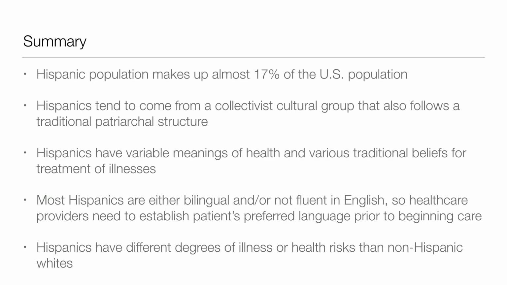Okay, so in summary, the Hispanic population makes up almost 17% of the U.S. population. Hispanics tend to come from a collectivist cultural group that also follows a traditional patriarchal structure. Hispanics have variable meanings of health and various traditional beliefs for treatment of illnesses. Most Hispanics are either bilingual and/or fluent in English, so healthcare providers need to establish patients' preferred language prior to beginning their care. And finally, Hispanics have different degrees of illness or health risks than non-Hispanic whites.